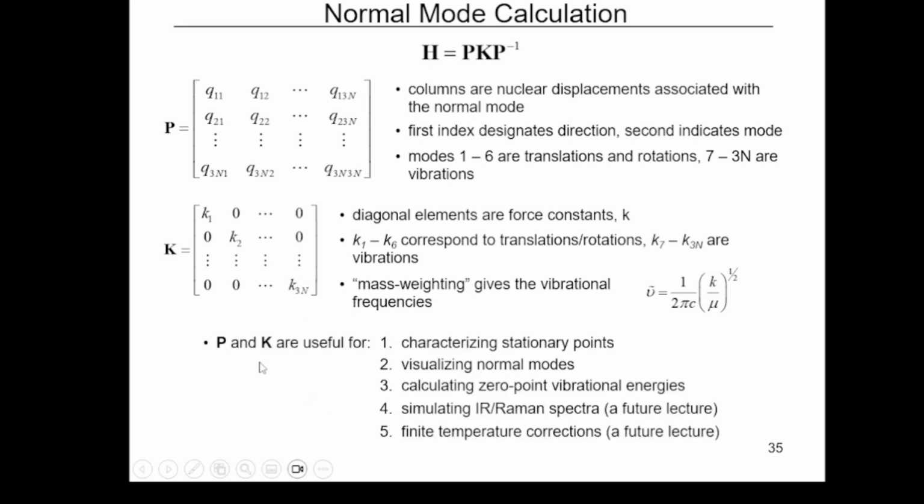So P and K are useful for characterizing stationary points, visualizing normal modes, and calculating zero-point vibrational energies. We'll see this in a bit here. They are also useful in simulating IR and Raman spectra, which will come in a future lecture, and finite temperature correction, which is also going to come in a later lecture.